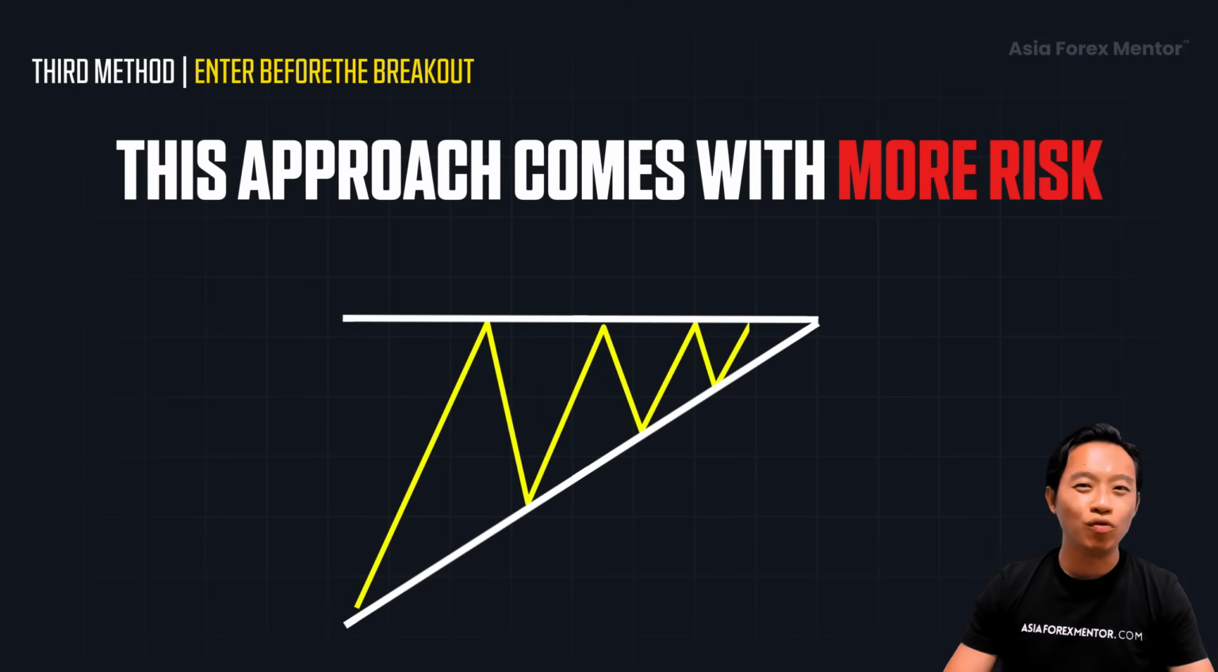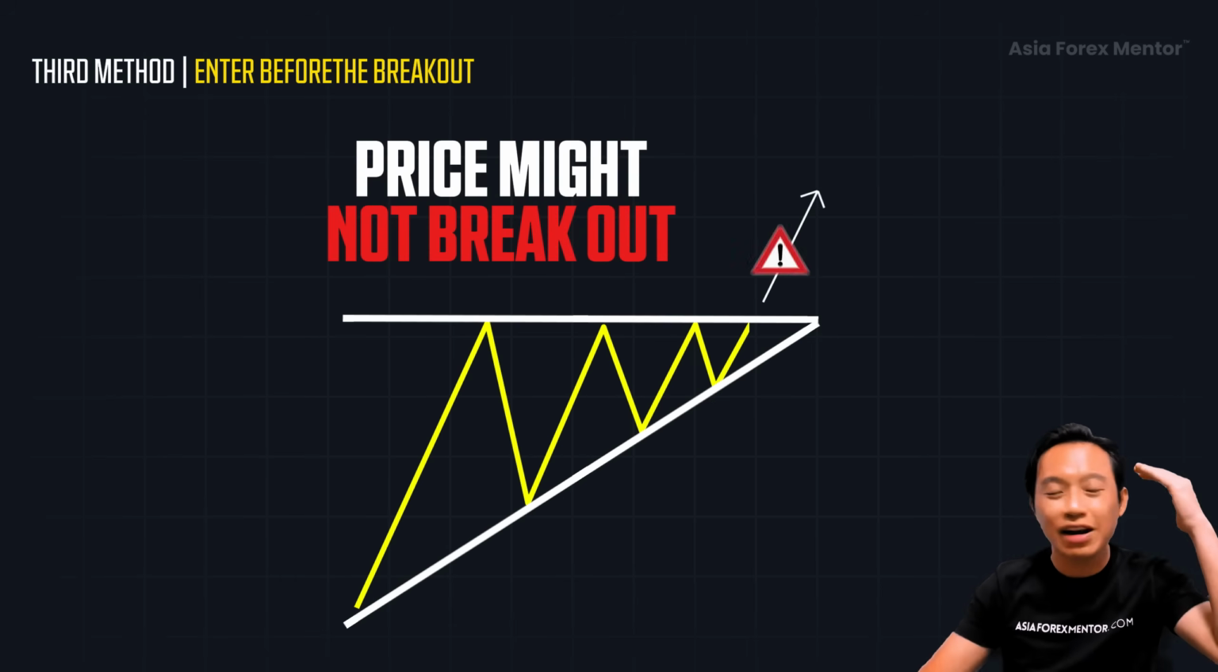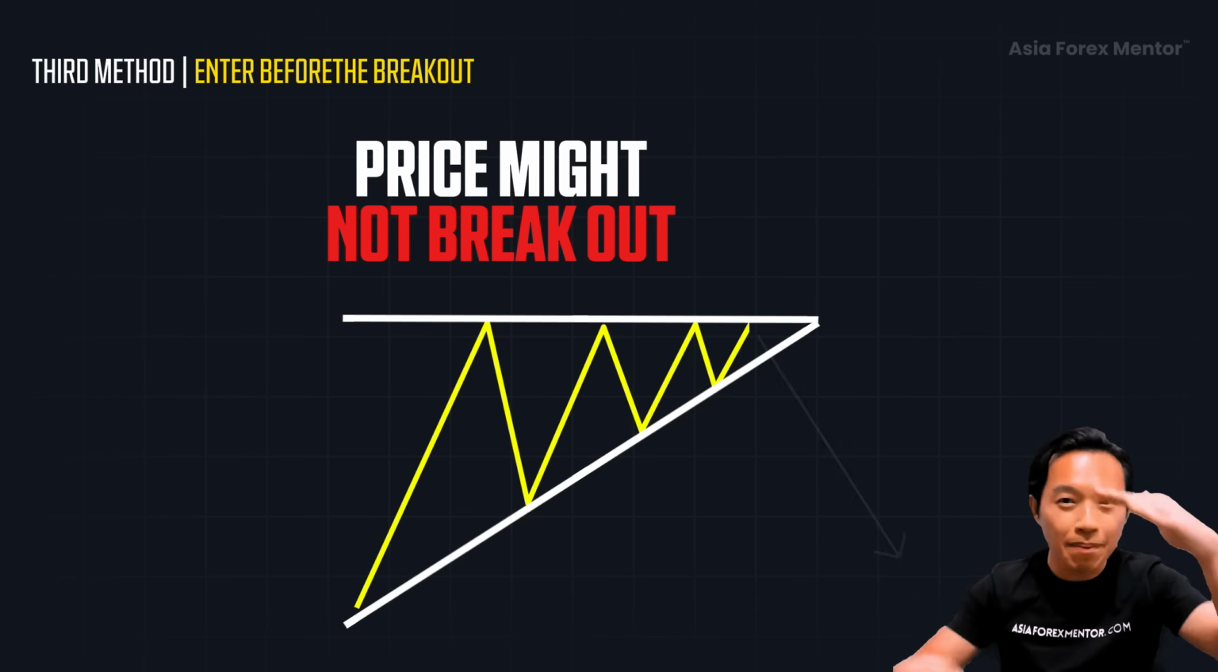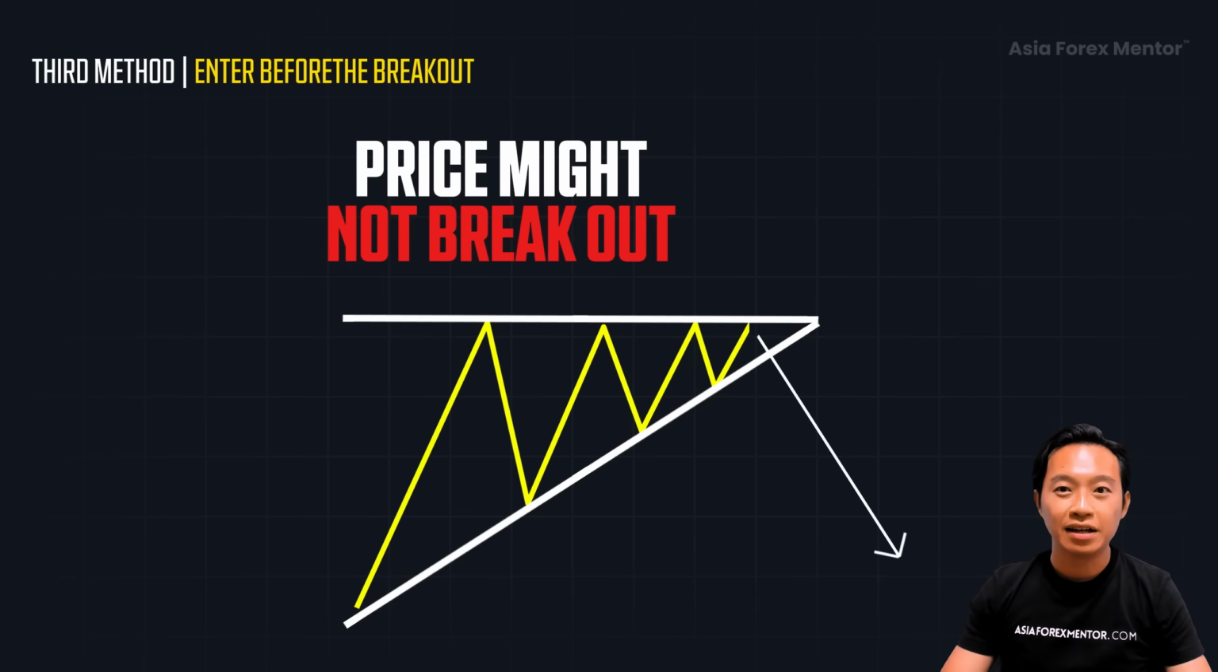All right, now here's the thing. Obviously, this approach comes with more risk because price might not even break out of that resistance level, right? It could get rejected at the resistance level and then come back down again, and then probably even go on a full reversal back downwards.